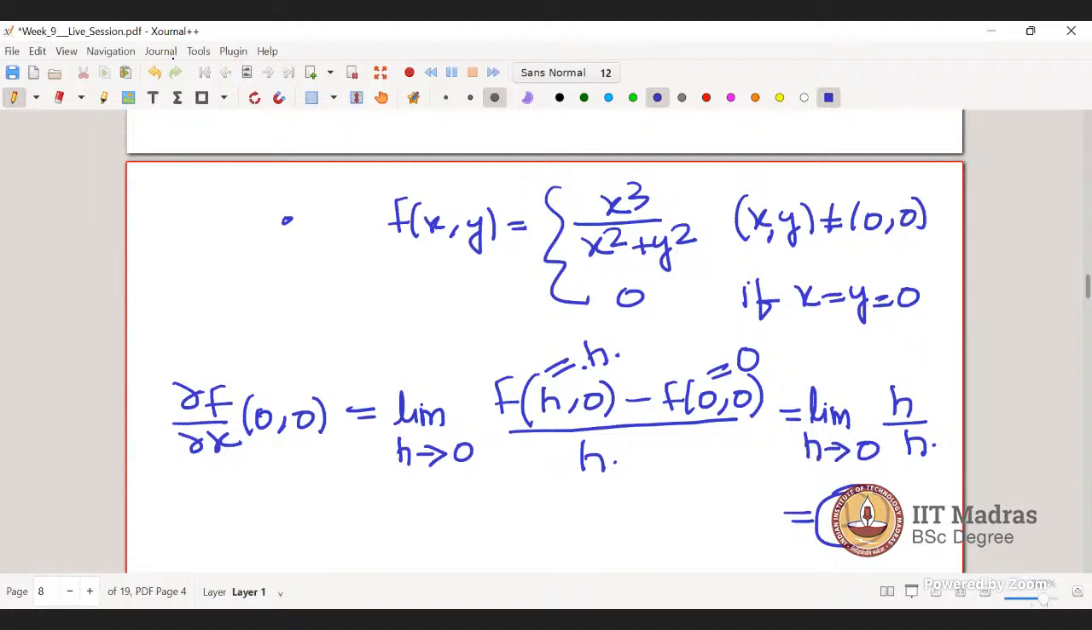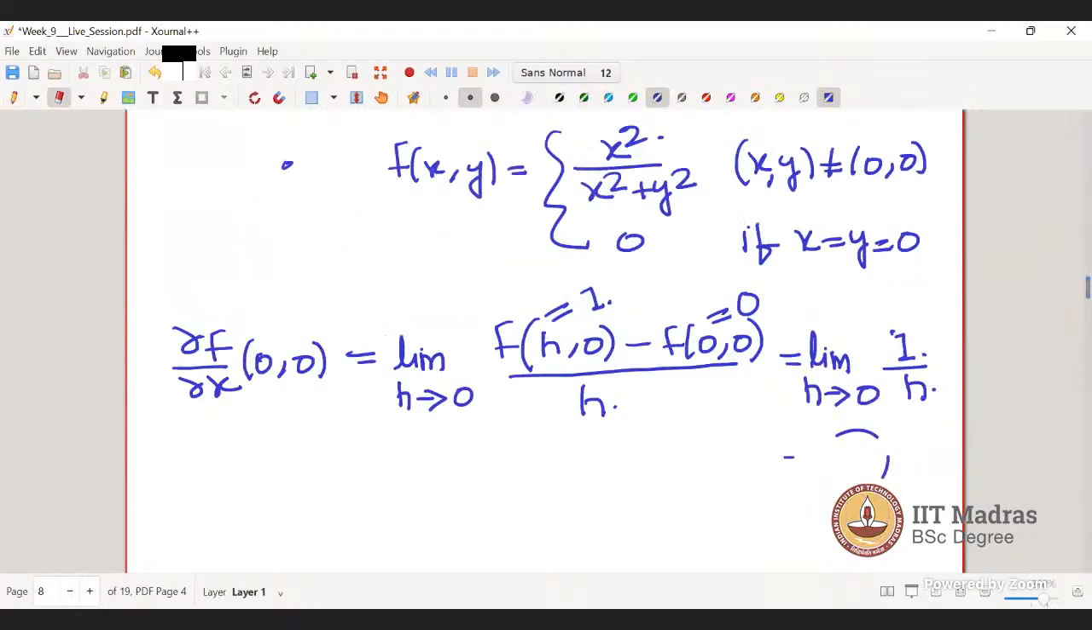If it is h square, what happens? You said x square in the numerator? Then the partial derivative doesn't exist at 0, 0. If I change the function from x cube to x square, this is 1, right? Then I will get 1 by h, right? But this limit doesn't exist, right?